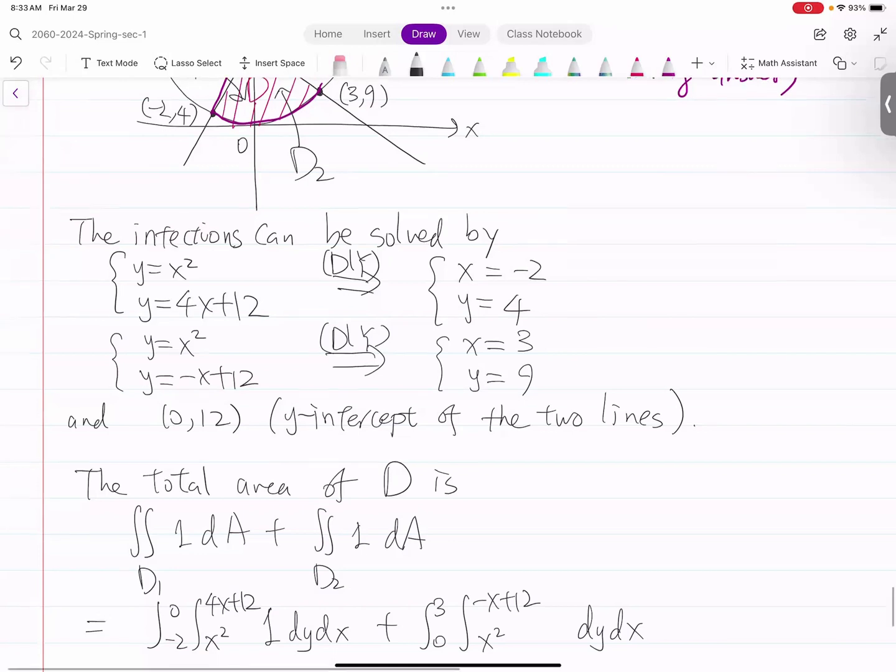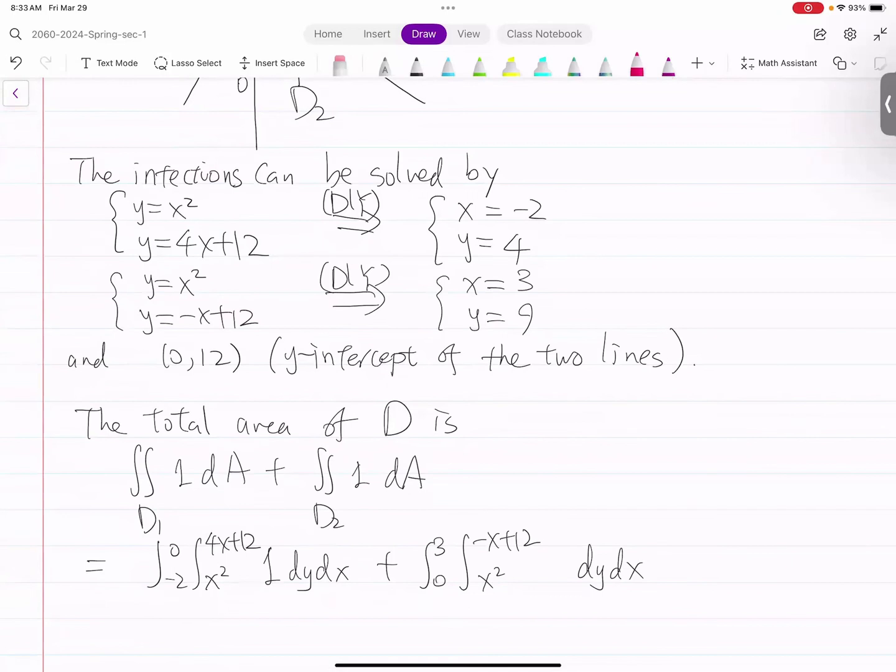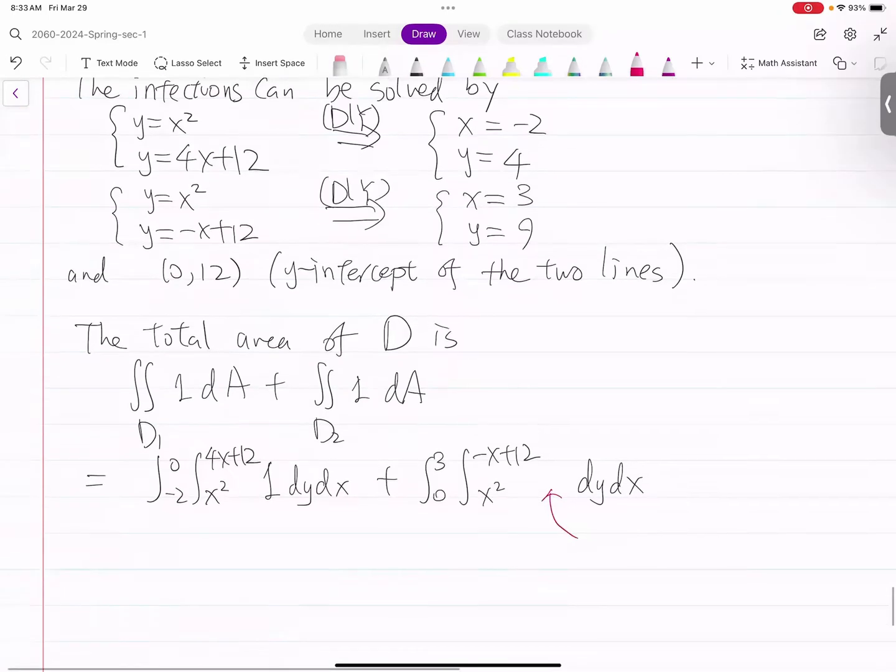And here, I just want to quickly mention that even if you don't write this y, it's still fine. When you're integrating 1, you can omit that 1 in your integral. If we are integrating 1 here, we may skip it.